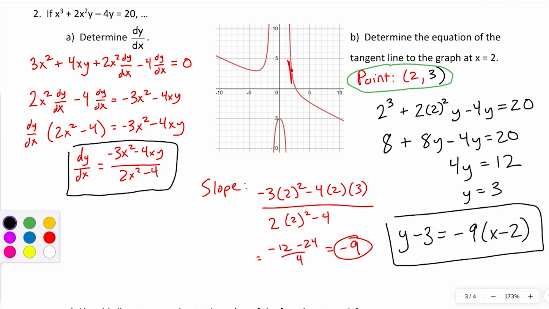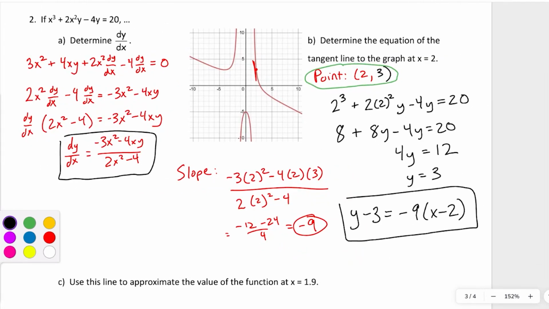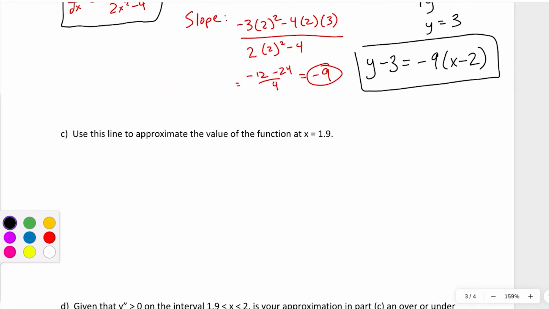Y'all warmed up? Okay. So let's use this line to approximate the value of the function at x equals 1.9. So we're going to take that equation. So y minus 3 equals negative 9 times 1.9 minus 2. 1.9 minus 2 is going to be negative 0.1.